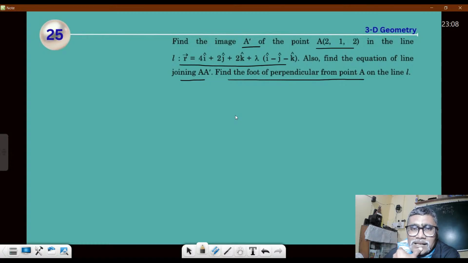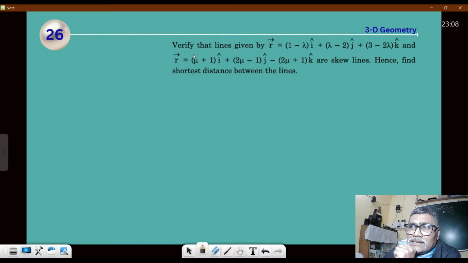Or second type you can use, and then foot of the perpendicular. Of course, while finding the image, you can easily find the foot of the perpendicular also. So the entire problem is already done. So I don't want to again reinforce these things. Please verify that these lines are skew lines.